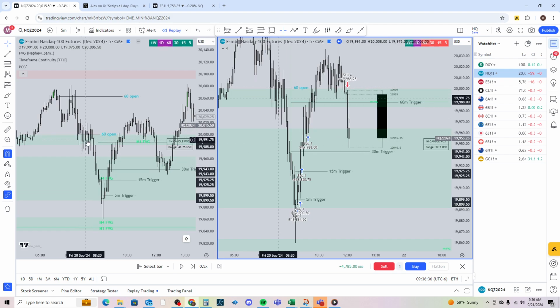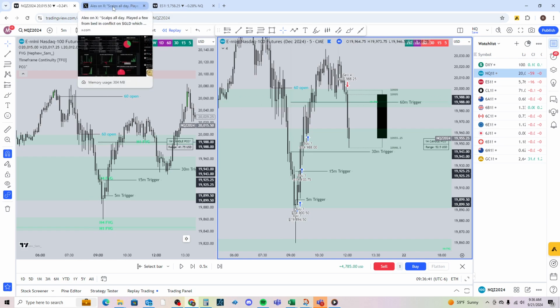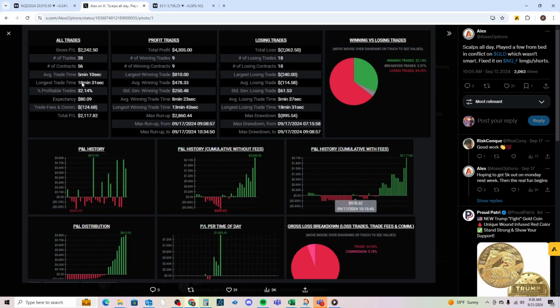Now I get it. There's a couple entries over here out of this fair value gap, and you get stopped out. You take small losses. And I just want to point out Alex Options, a guy I really look up to in the trading space. He's a true stratter. I'm not sure if this was a funded account or if he was working on getting a funded account, but he takes a lot of trades, which is fine. There's nothing wrong with that. Only 32% of his trades were profitable, and he ends up making $2,000. It was basically trading a 2-to-1.